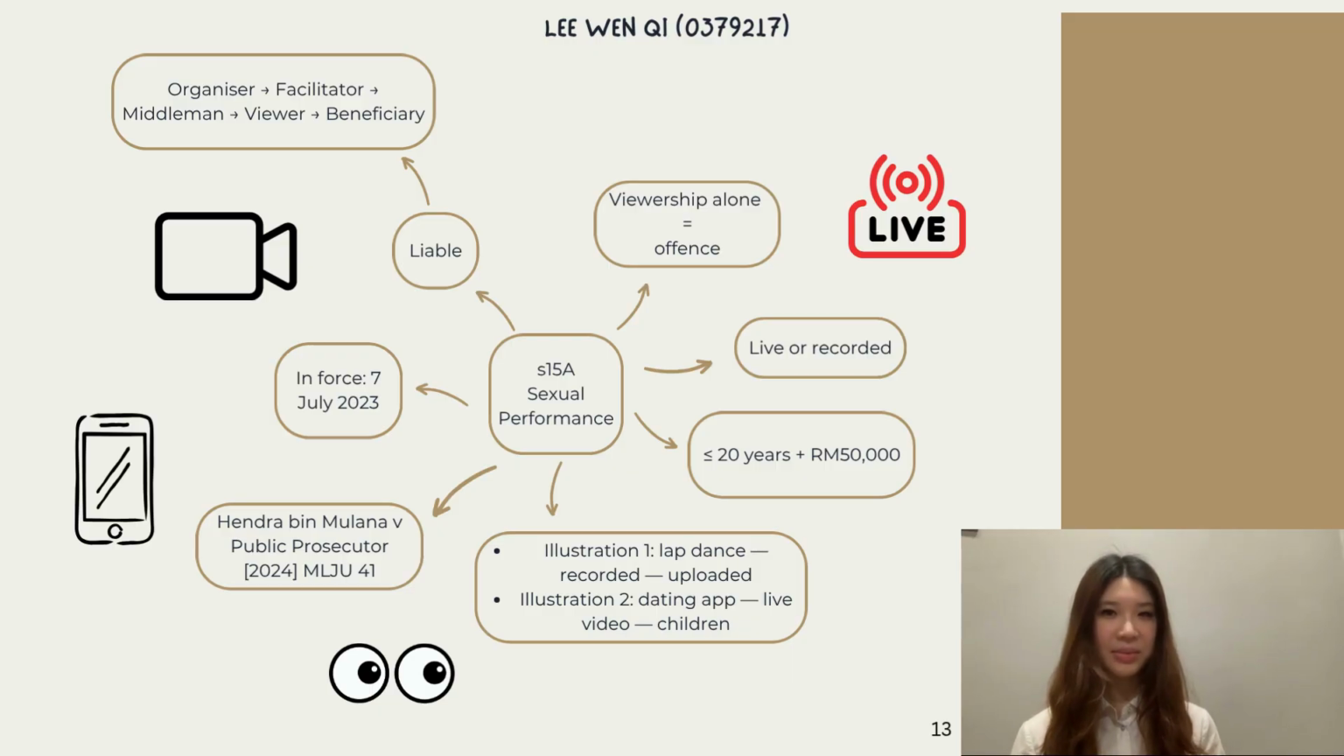The punishment is imprisonment up to 20 years and a fine up to 50,000 ringgit, the highest penalty in Part 4. In conclusion, Section 14 addresses physical sexual assault, Section 15 covers non-contact abuse, and Section 15A targets organized and digital exploitation. Thank you.